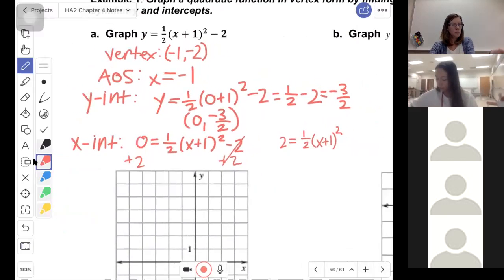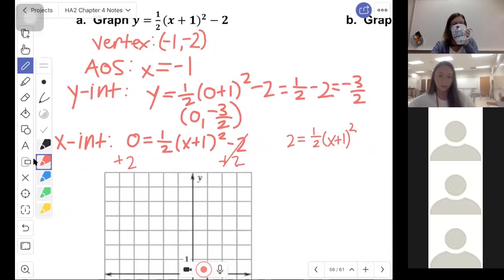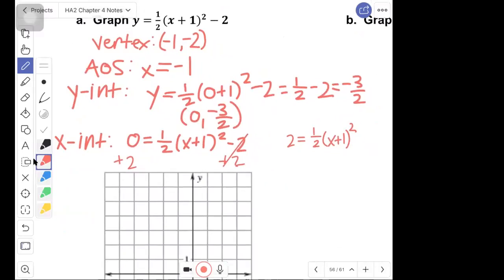So before we take the square roots, Valeria, what should we do? That binomial squared is not alone. Divide both sides by 1/2. Yeah, and the same thing as dividing by 1/2 would be multiplying by what? 2. Yes, we can multiply both sides by 2. So we get 4 equals (x + 1) squared. And Valerio's right. We would take square roots here. We see that binomial squared. So we're always going to solve by taking square roots. When we have that vertex form, we're always going to have that binomial squared.